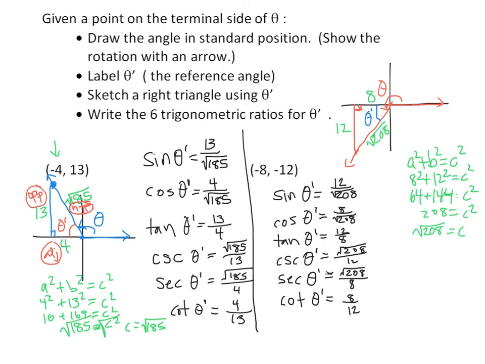Okay, so here are the ratios you should end up with. You should have had a hypotenuse of the square root of 208. And let me know in class if you have any questions.